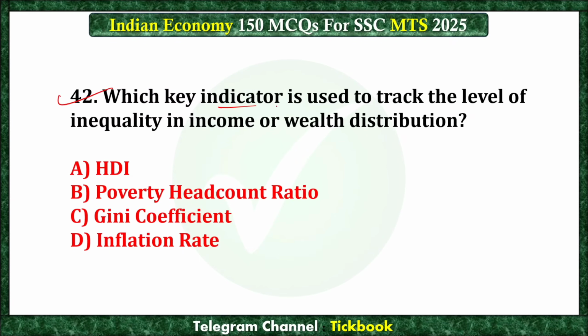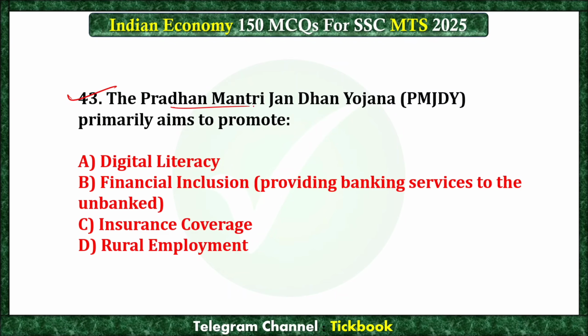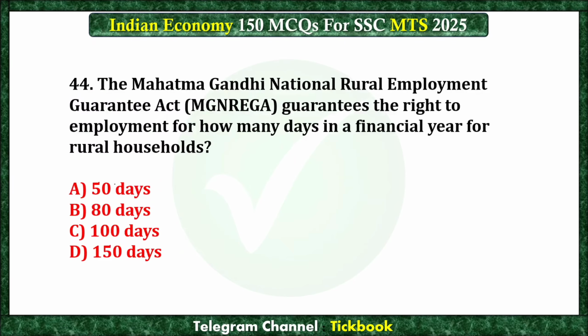42. Which key indicator is used to track the level of inequality in income or wealth distribution? Option number C, Gini coefficient. 43. The Pradhan Mantri Jan Dhan Yojana primarily aims to promote number B, financial inclusion, providing banking services to the unbanked.